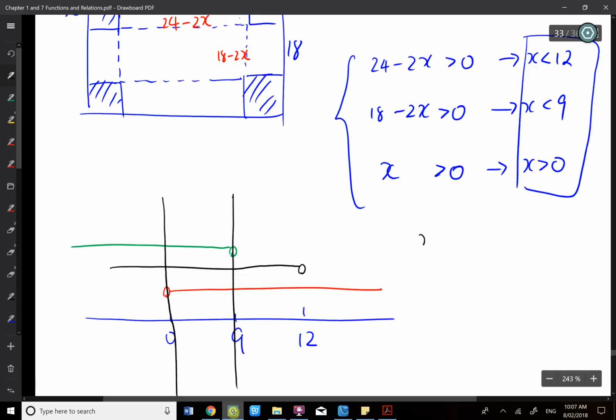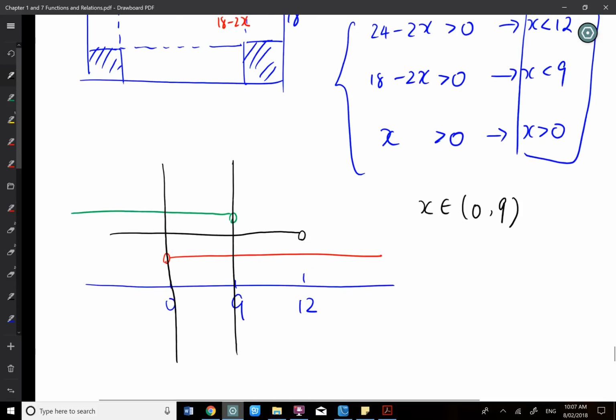So the x needs to belong to 0 to 9 exclusive, because we need some height. My x needs to be greater than 0. Needs to be less than 9 because we don't want to cut the whole width. So we can't cut everything. It needs to be a little bit less than 9. So that domain will be x belongs to 0 to 9. That's how you find the domain.